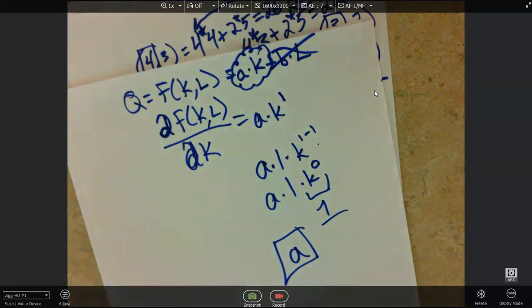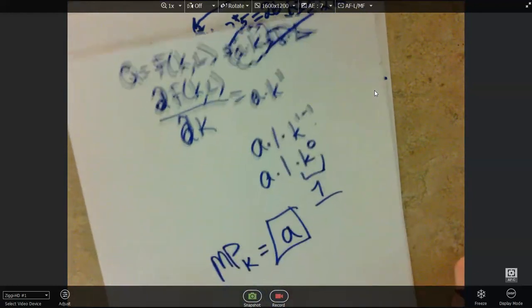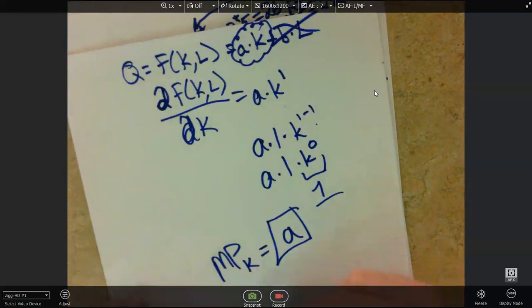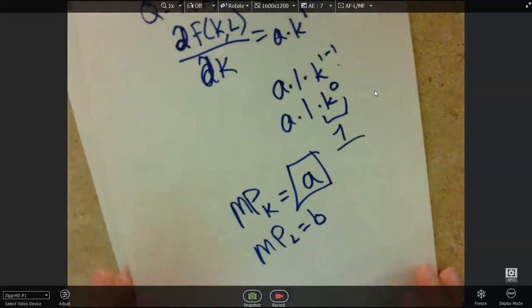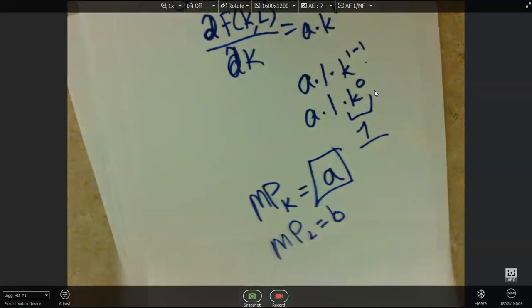So you can just memorize the fact that with a linear production equation, the marginal product of capital is the coefficient on that variable, whatever is multiplied by that variable, and the marginal product of labor is going to be B. And so we'll go through the algebra real quick of why that is, the calculus and algebra.